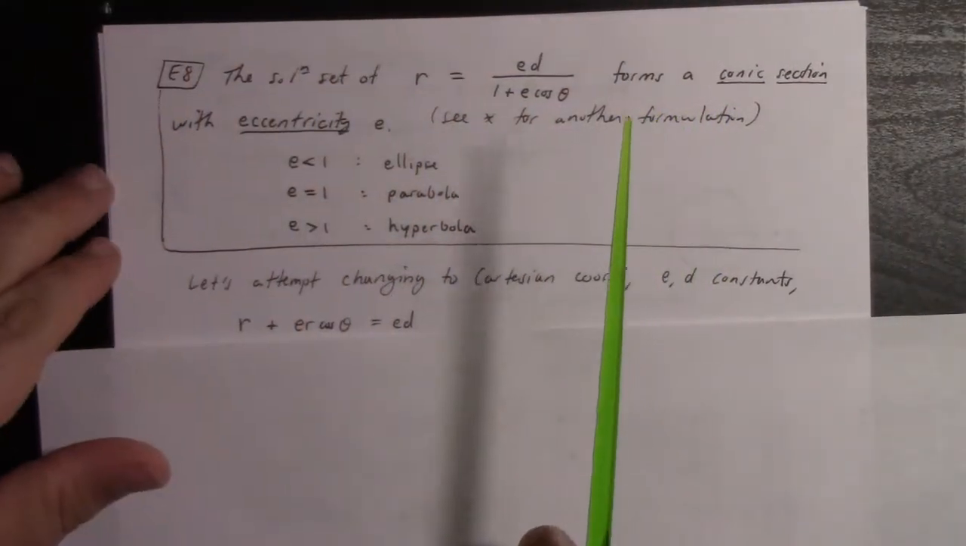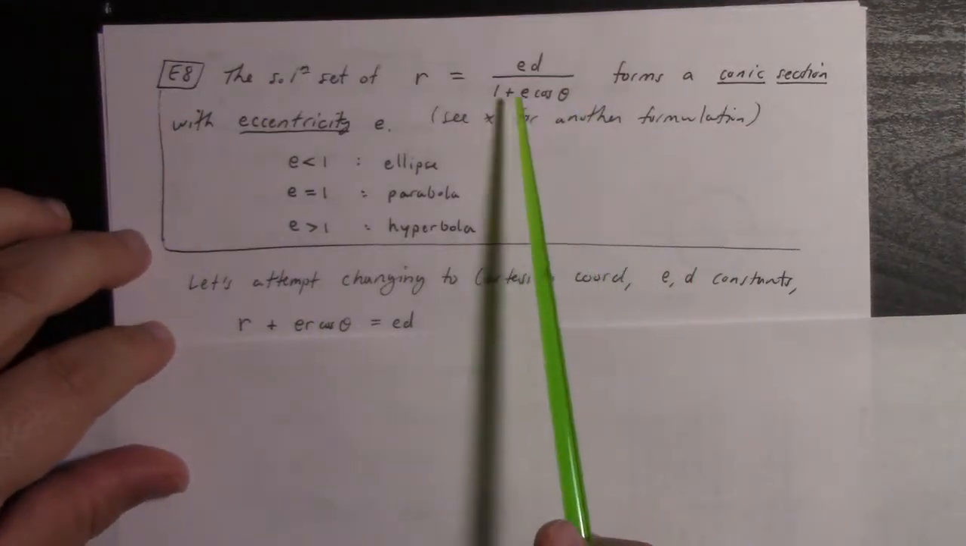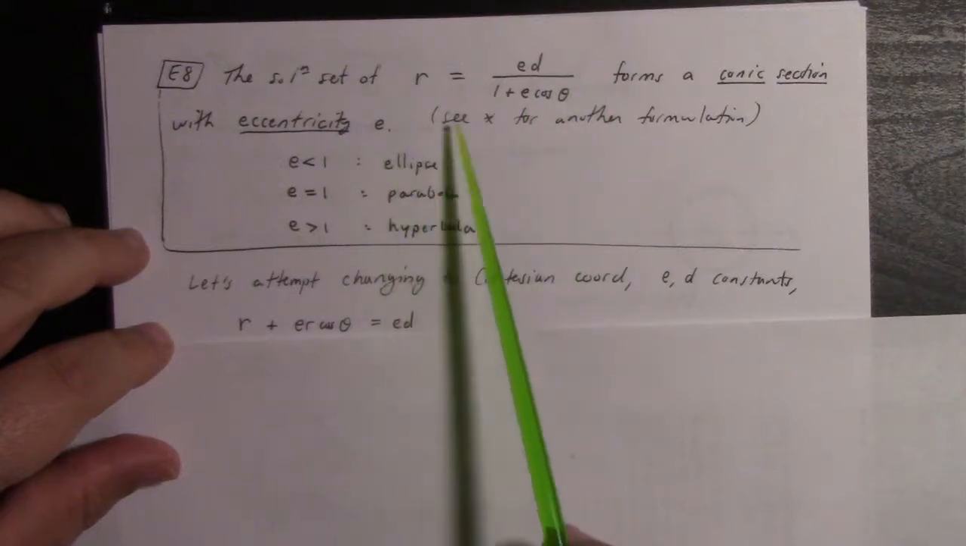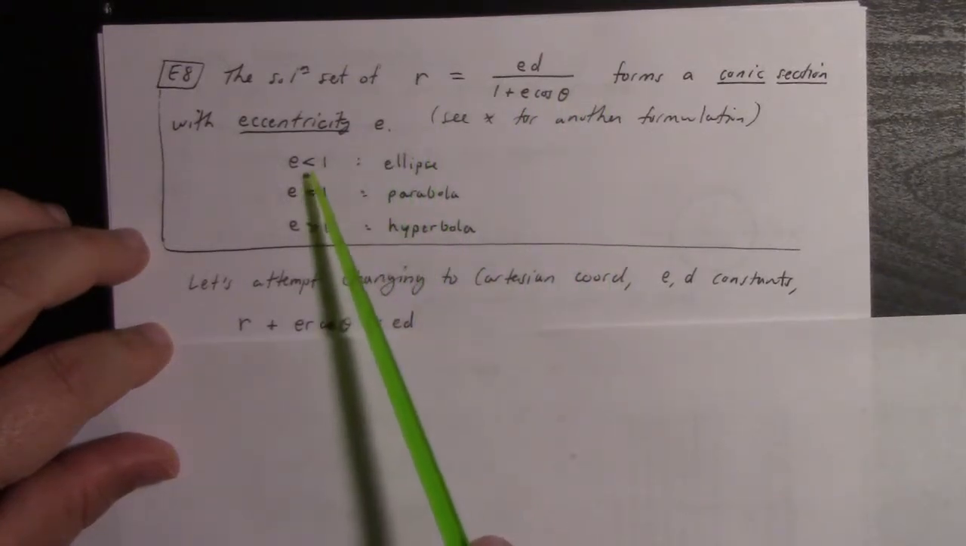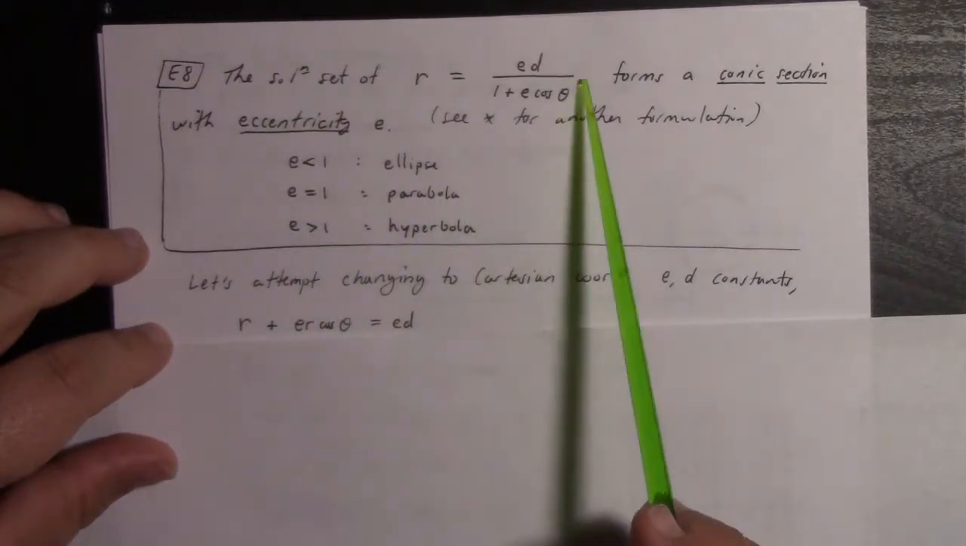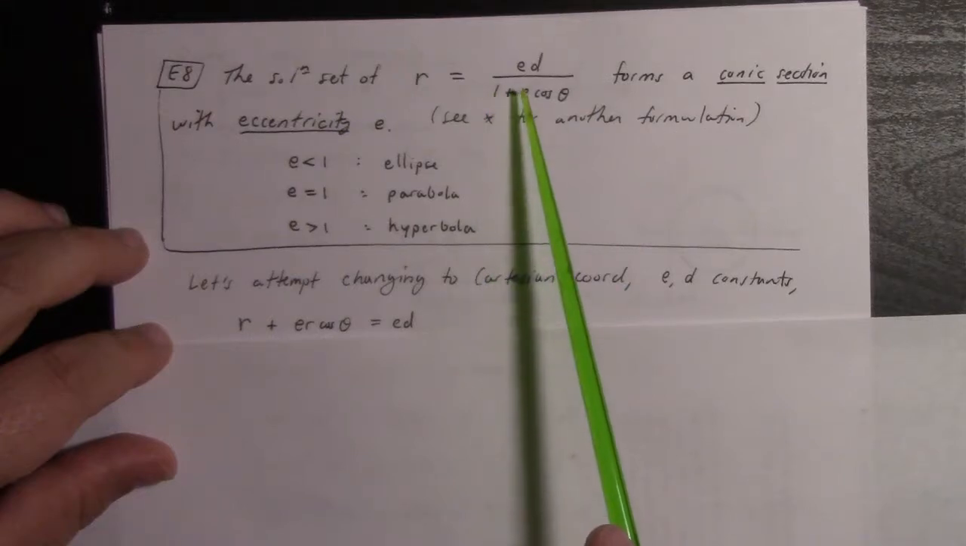This example is a little bit more in depth. Here I look at ed over 1 plus e cosine theta. This is the polar form of a conic section with eccentricity e. E less than 1 gives us an ellipse, e equals 1 gives us a parabola, e greater than 1 gives us a hyperbola. Properly understood, as e goes to 0, we get a circle.